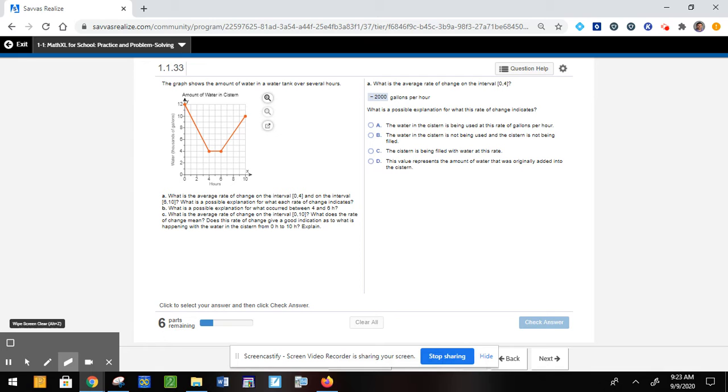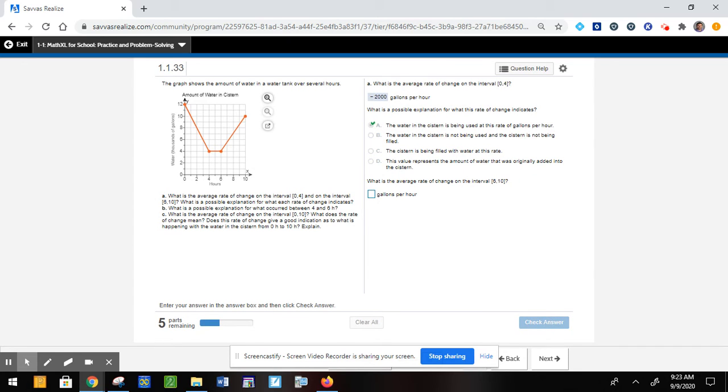What is a possible explanation for what this rate of change indicates? I think that's what I just said, so let's find the answer there. The water in the cistern is being used at this rate of gallons per hour. It sounds reasonable. The water in the cistern is not being used and the cistern is not being filled, so that would mean it would be flat. That's not true. The cistern is being filled with water at this rate. That's not true. If it was getting filled, the average rate of change would be increasing. The value represents the amount of water that was originally added into the cistern. Now, the original amount of water was 12,000. So I think the most reasonable answer here is A. The water is being used or taken out of the cistern at that rate.